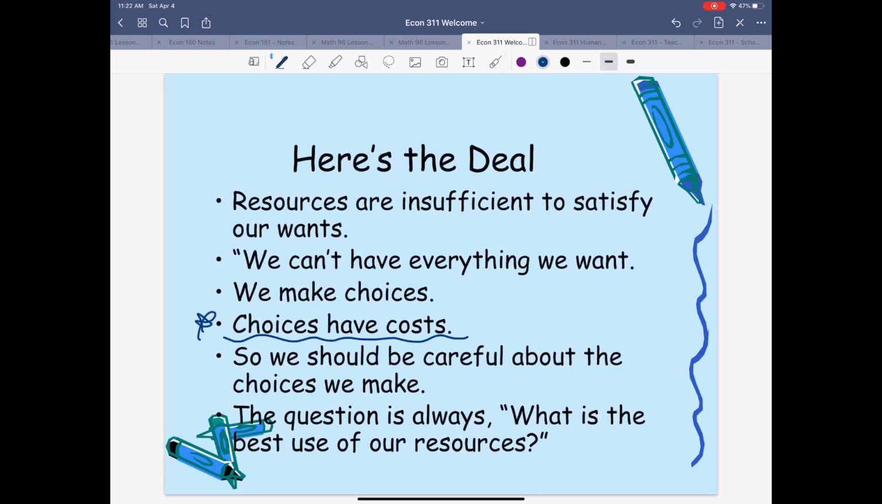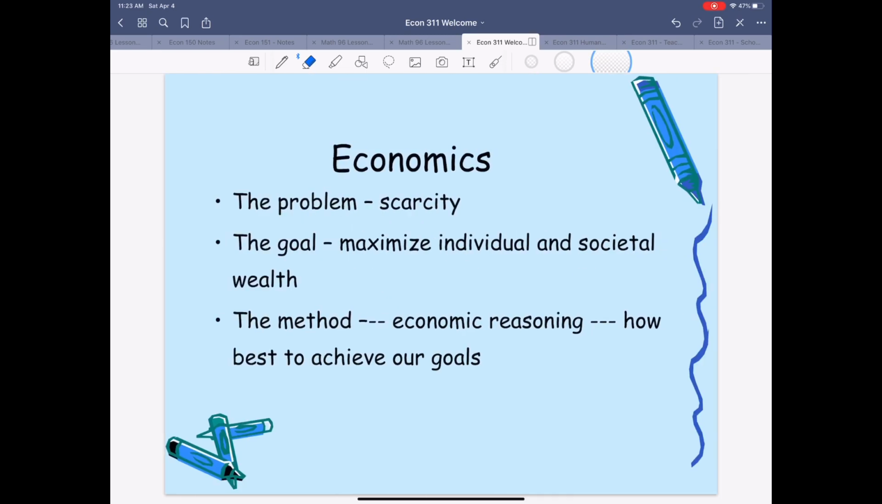So this is a preview of that idea that all choices have costs. When we choose something, we necessarily give something else up. Because we know this kind of intuitively, we should be careful about the choices we make. And the question should always be, as we are making decisions and choosing how to use our resources, what is the best use? And this involves weighing the true costs against the perceived benefits. We'll talk about that.